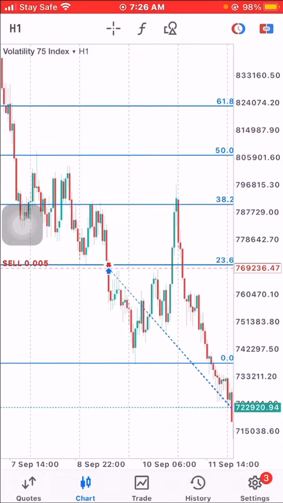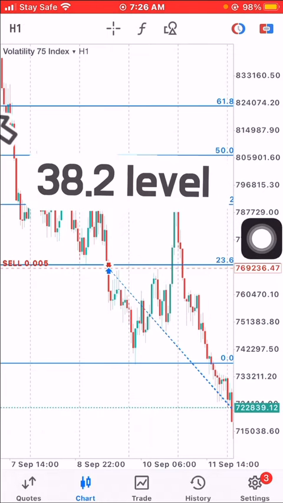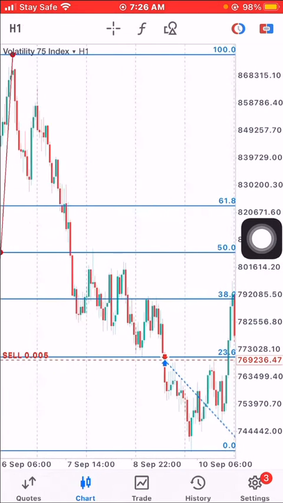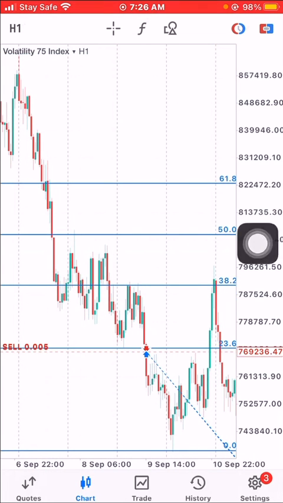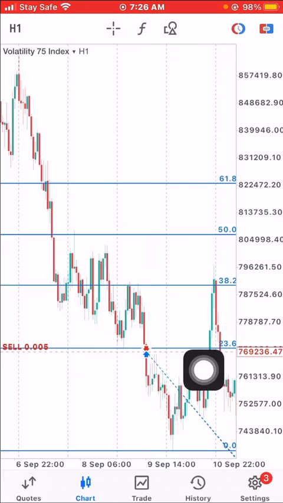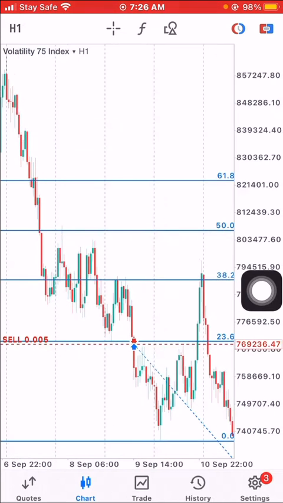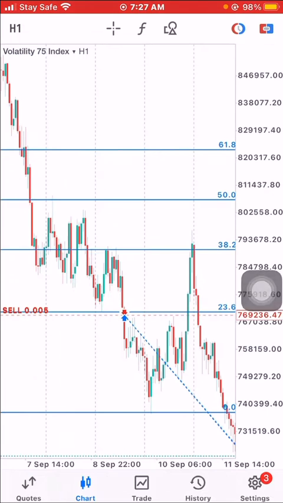You can see immediately the market touched this 38.2 retracement level. I just wait for my confirmation, and I got a candle break and close below the 23.6 level, which gave me my entry trigger to go short. Just look at how I ride this trend. The market was able to break the previous swing low, just for you to know that we are heading in a downward direction.